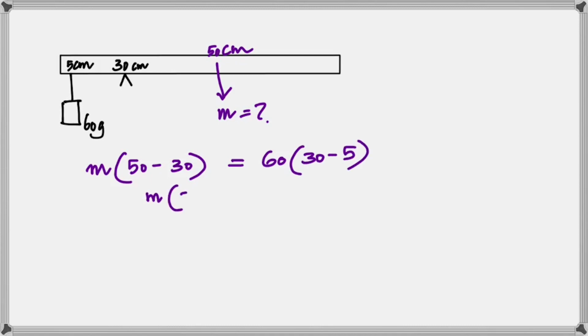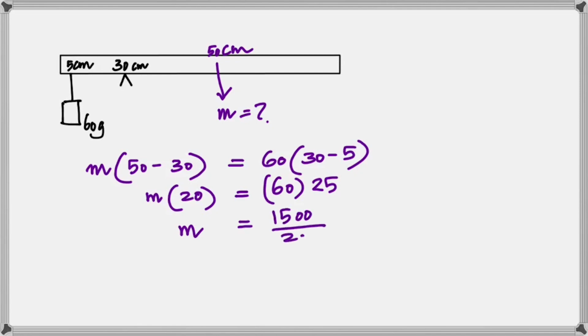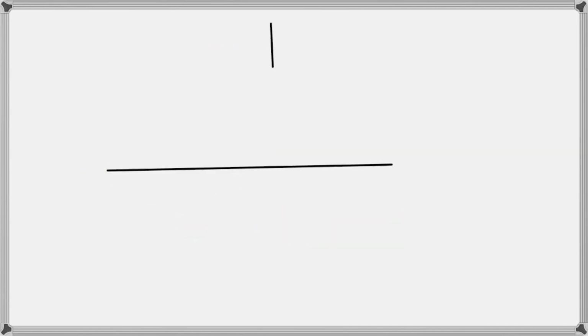So when you do that, of course 50 minus 30 is 20, and then on the right side you get 60 times 25. Do the math, you will get the mass of the meter stick as 75 gram. It's as simple as that. Just got to remember that in static equilibrium, the total clockwise torque must be equal to the total counterclockwise torque. Let's go to the next.